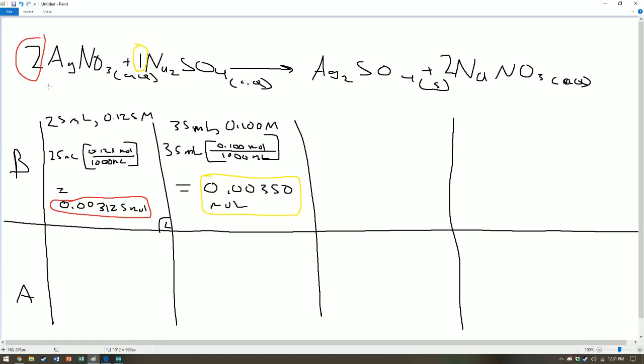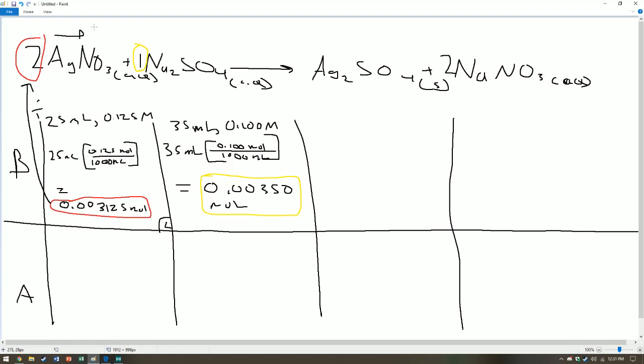Right? So I divide the number of moles that I got in my equation by their stoichiometric coefficients. So if I do that, 0.003125 divided by 2, I get that this yields, okay, let me try and write this in a way that makes sense.